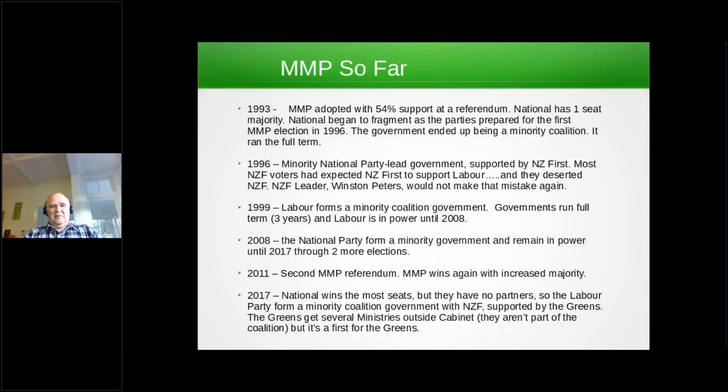And that's what got Labour out of power in 2008. The media had been banging on against them for several years. And anything they did that was good never got reported, and the bad stuff got amplified and exaggerated and outright misrepresented. So 2008, the National Party formed a minority government and remained in power until 2017 through 2 more elections.